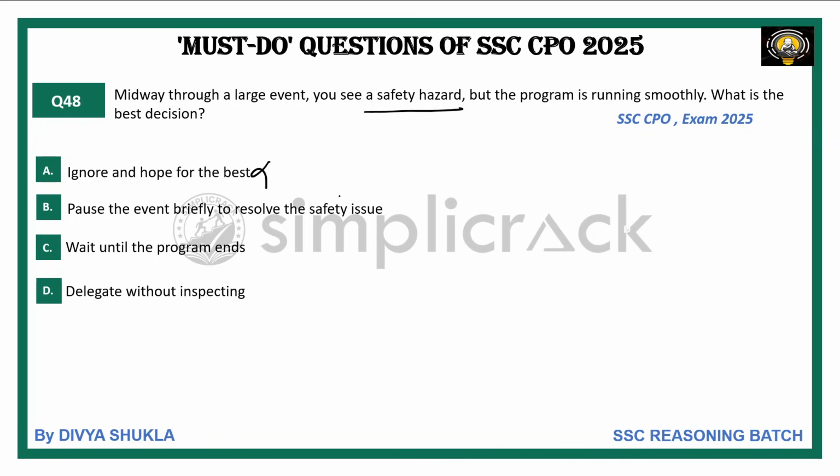Second one, pause the event briefly to solve the safety issue. Yes, this is correct, because the safety of the people is the topmost priority. So you should always give priority to safety.